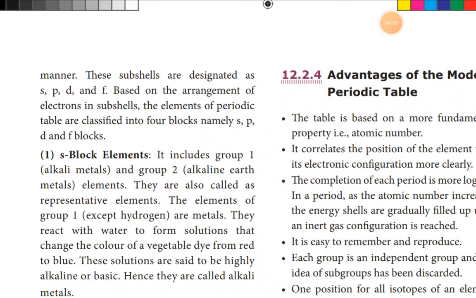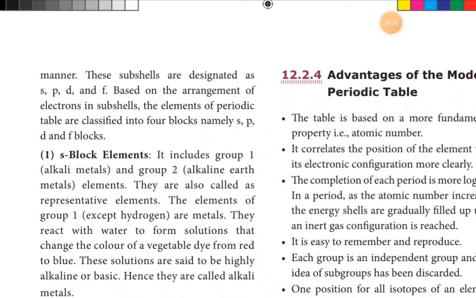So each shell consists of one or more subshells, and electrons are distributed in subshells. Actually, there are 4 subshells: s, p, d, f. The s subshell can have a maximum of 2 electrons, p subshell can have 6 electrons, d subshell can have 10 electrons, f subshell can have 14 electrons.